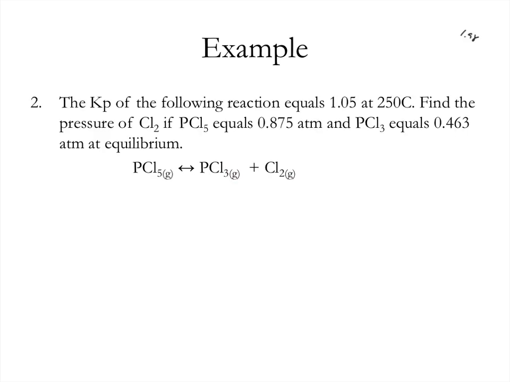So here, the Kp of the reaction is 1.05. Find the pressure of chlorine if the pressure of PCl5 is 0.875 and PCl3 is 0.463 at equilibrium. So it's just, again, you're solving algebraically. So we'll write the Kp expression. Kp is equal to the pressure of PCl3 times the pressure of Cl2 over the pressure of PCl5.